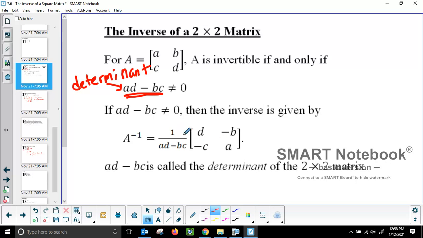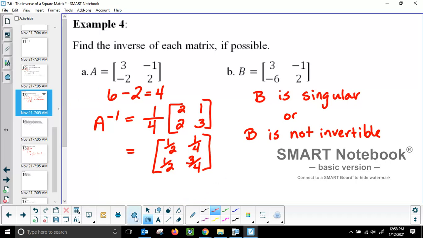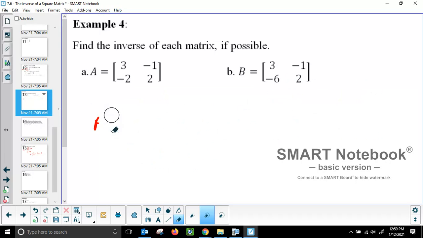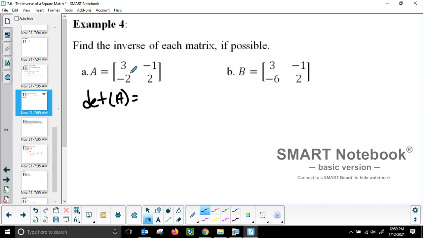All right, so let's go ahead and start that over. Here first what I want to do is find my determinant of A. I have AD, which is 3 times 2, minus B times C, which is negative 1 times negative 2. So this is 6 minus 2, which is 4. Since that is not 0, we can find our inverse.